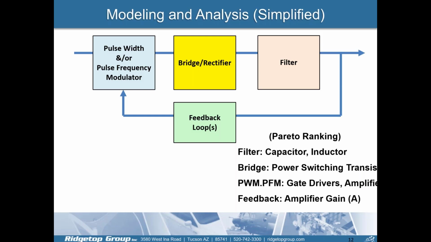That very simple diagram, when you look at it, you may not realize it, but this is the real world. The filter is subject to failure of capacitors and inductors. There are other failure modes, but those are the common ones. The bridge or rectifier is prone to failure of the power switching transistors, sometimes the gate drivers and the amplifiers, but primarily the gate drivers and amplifiers are due to problems with the pulse width, the pulse frequency modulator. The feedback, a common mode of failure in the feedback loop, is the gain of the amplifiers in the feedback loop.